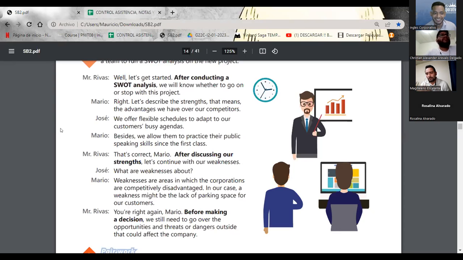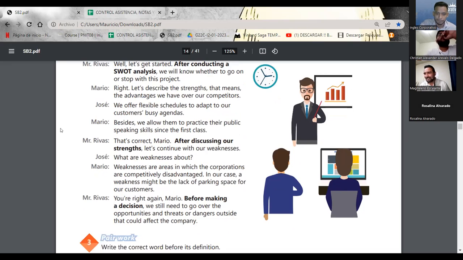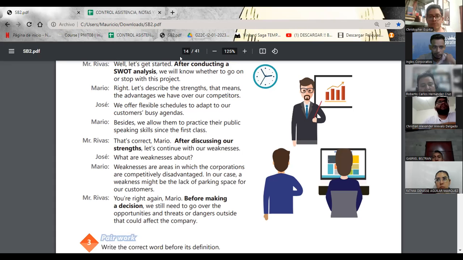What are weaknesses about? Weaknesses are areas in which the corporation is competitively disadvantaged. In our case, a weakness might be the lack of parking space for our customers. You're right again, Mario. Before making a decision, we still need to go over the opportunities and threats or dangers outside that could affect the company. All right. Thank you guys for reading. Amazing. Very good. Thank you, the 3 of you, for your participation.